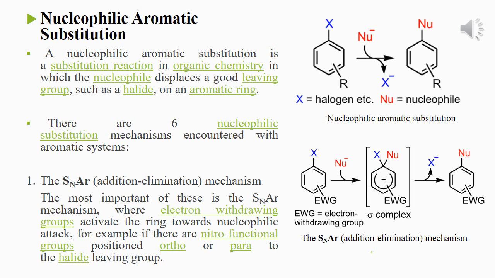Now you can see the lower example, the benzene ring is having a halogen, but it is also having an electron withdrawing group attached with it. So the nucleophile will come. In the first step, it will be attached, like you can see the sigma complex. This is called the addition reaction. And in the second step, the leaving group leaves and the nucleophile then attaches with the retention of the aromaticity, or aromaticity is regained in this step. So this is the elimination step, the second one.